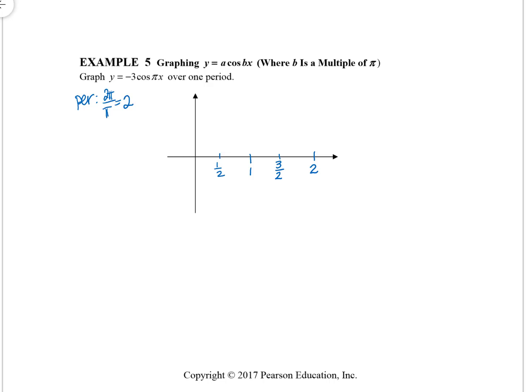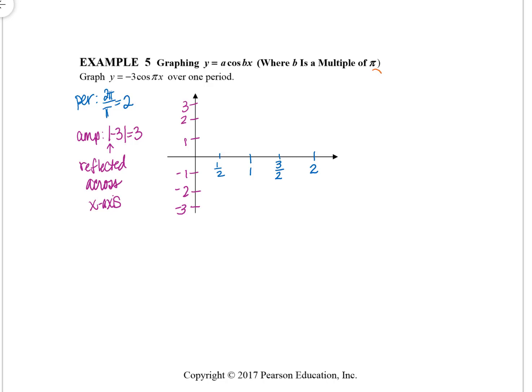The amplitude is the absolute value of a, which is -3. So the amplitude is 3. It means that we're going to have a maximum of 3 and a minimum of -3. And then do you see how there's a negative that's in front of the 3, and that means that it's reflected across the x-axis. I'm going to start off by graphing the cosine function as if a was positive, and then I'll reflect it after that. Remember how cosine looks.